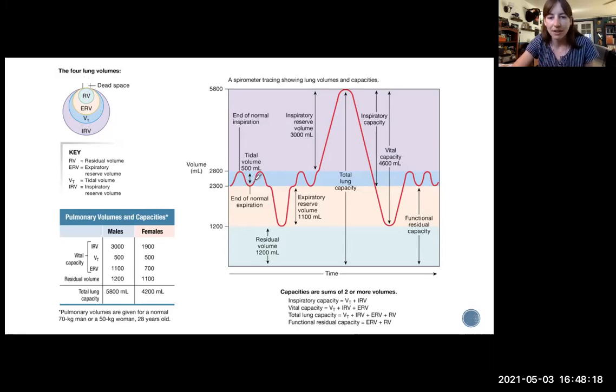All right, same thing here. Blue is that tidal volume, right? If you inhale as much as you can, if you exhale as much as you can, the amount that's always lingering inside of your lungs.